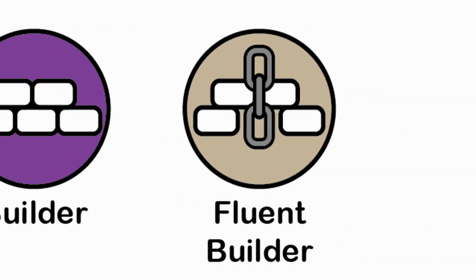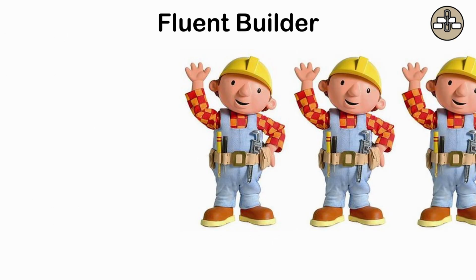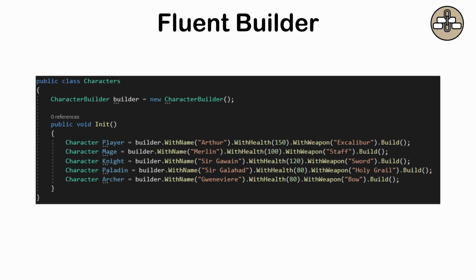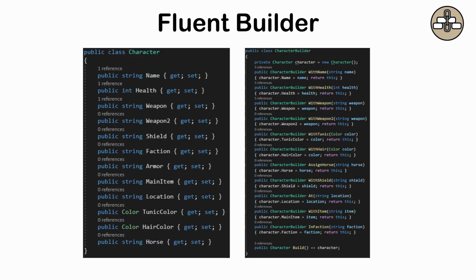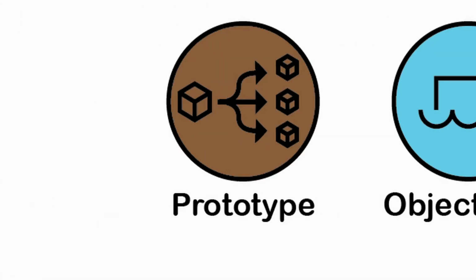Fluent Builder, or Fluent Interface. A more flexible form of the builder pattern that adds method chaining. Start with a standard builder, then make each configuration method return the builder itself. This lets you construct objects more intuitively, with methods such as with_name, with_health, with_weapon, etc., all in a single line. It's a great way to make your code more readable, especially for objects with many properties, where you want the option to only use some of them, without necessarily using all of them. The order in which the object is built also does not matter, as each method is only working on a single property.